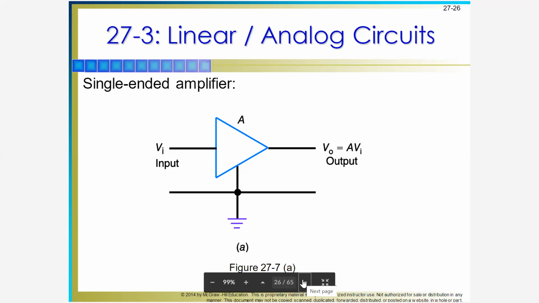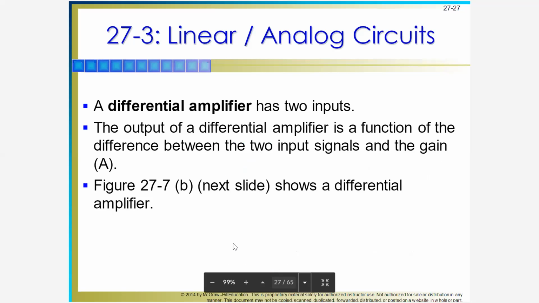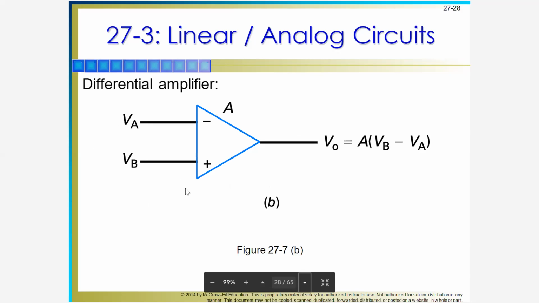Next, a differential amplifier has two inputs. The output of a differential amplifier is a function of the difference between the two input signals and the gain. This is the differential amplifier schematic or symbol. We have two inputs: voltage A negative, voltage B positive, then one output.